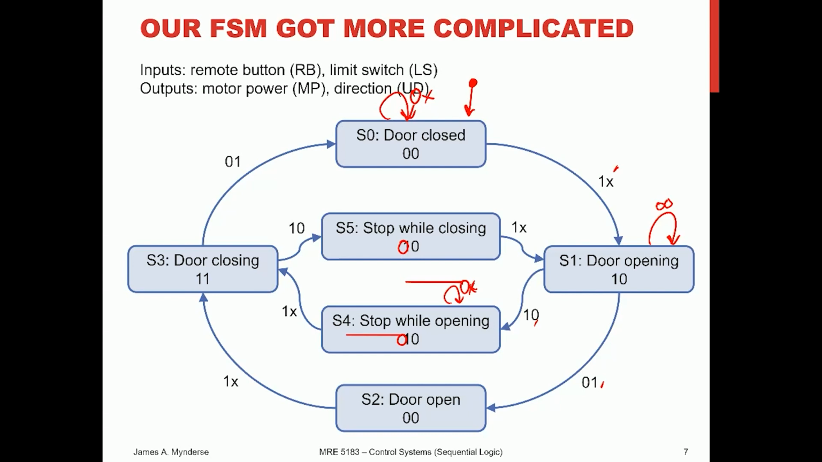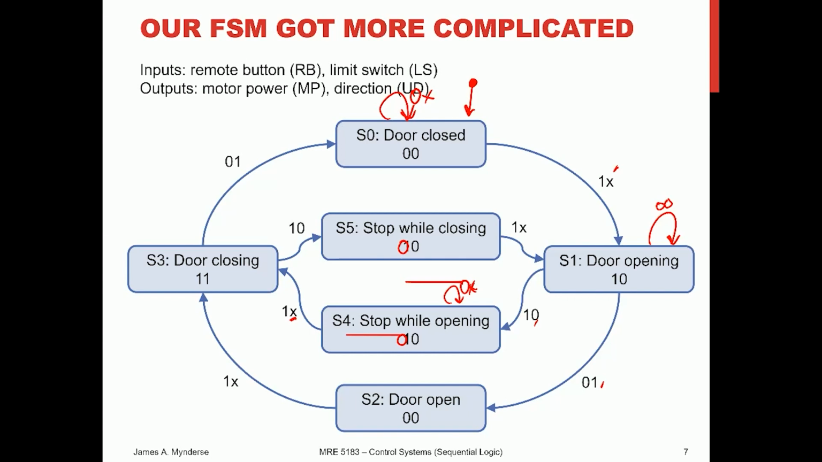So we're going to wait there until the button's pressed again, so that's a 0x. And when the button is pressed again, that's the 1x here, we transition to the door closing because we've reversed direction, and now the door is going to close. And so as the door is closing, same sort of thing. If it gets all the way to the limit switch, we're at the S0 and the door is fully closed.